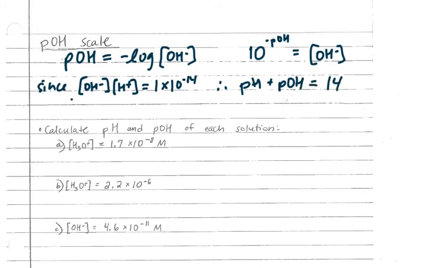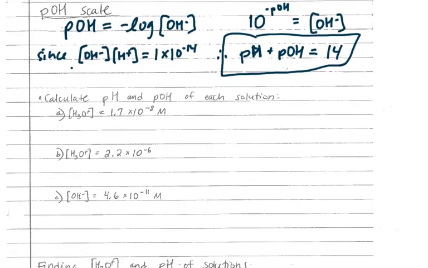Basically, the negative log of this and the negative log of this. I can't derive it for you right now, but it has to do with taking the negative log of everything. And so the pH plus the pOH equals 14. So we can use this equation as a nice shortcut sometimes to figure out some math involving pH. So this practice problem here says calculate pH and pOH of each solution.